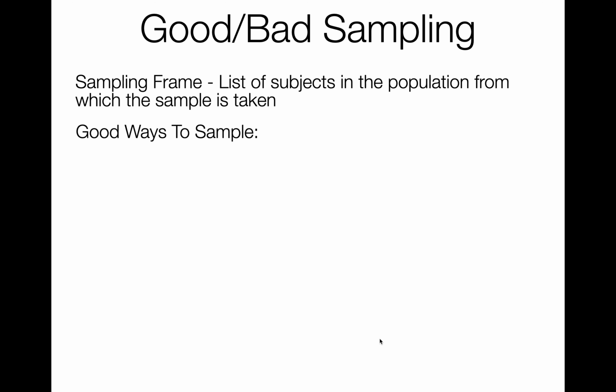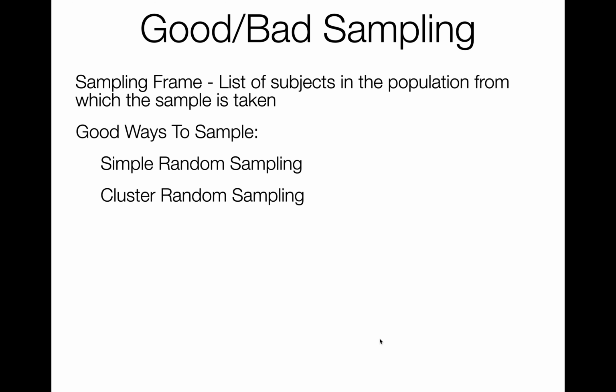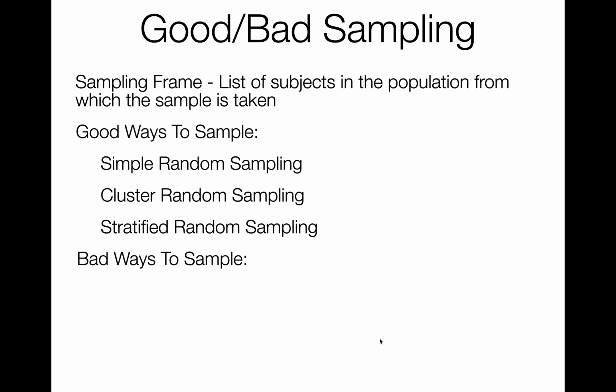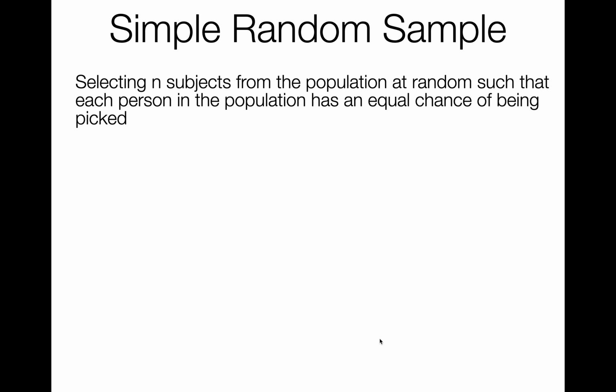Good ways to sample are this. The first and best way is called simple random sampling. But there are two others that we'll talk about: cluster random sampling and stratified random sampling. Those are the good ways, and we'll define each of them in turn here. Bad ways to sample are a convenience sample of some sort, or a volunteer sample. We'll talk about those as well.